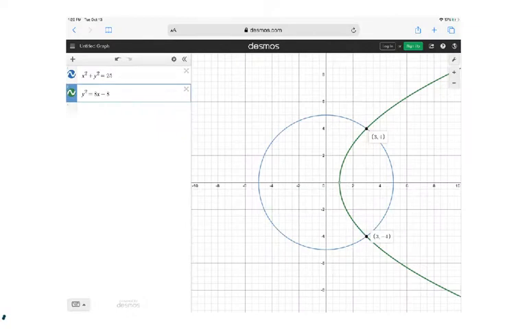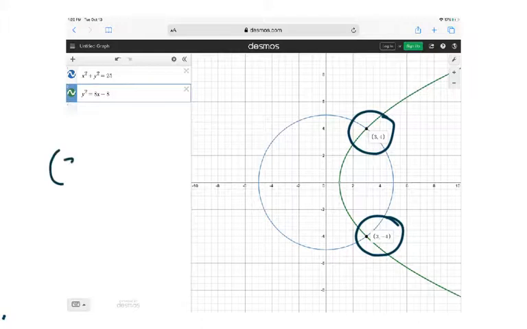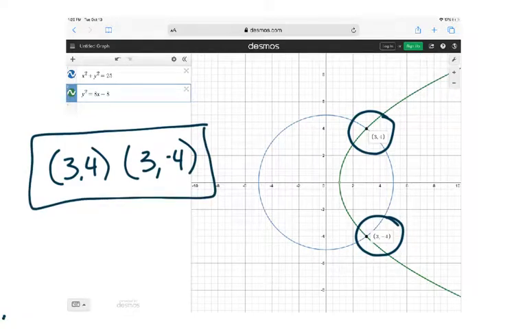Alright, so this first one is a circle, and you'll learn about those next year with me in Math 3. And then the next one is a hyperbola, which you'll learn about in pre-cal. And it has two solutions because it intersects twice. So it intersects at 3, 4, and it also intersects at 3, negative 4. So there are your two solutions.